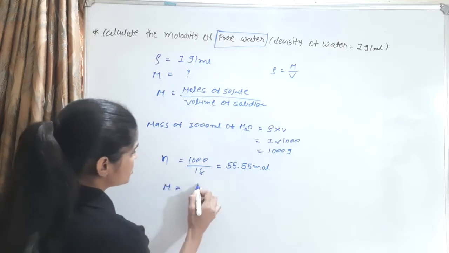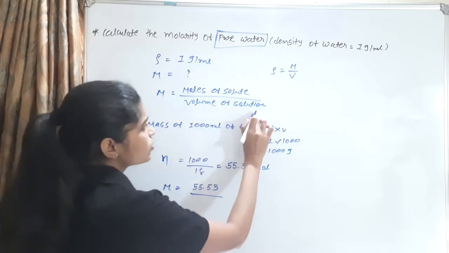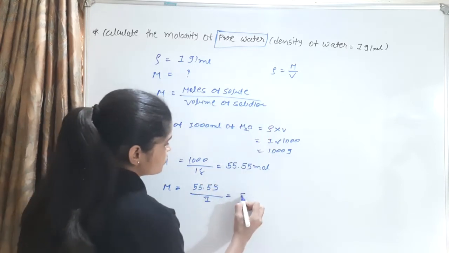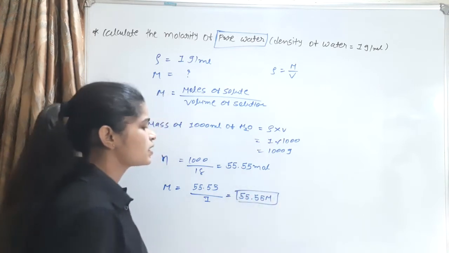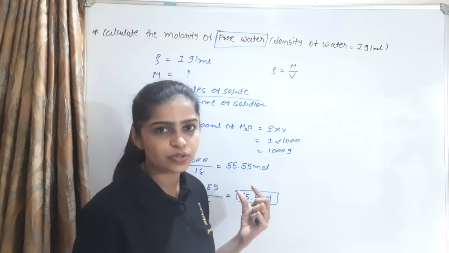So molarity is equal to 55.55 divided by volume of solution, 1 liter. So its value 1. That gives 55.55 molar. It means that this much of the mass is dissolved per liter of solution.